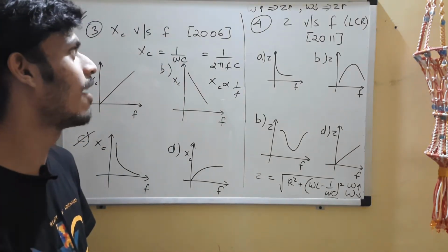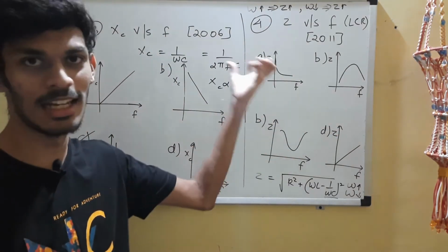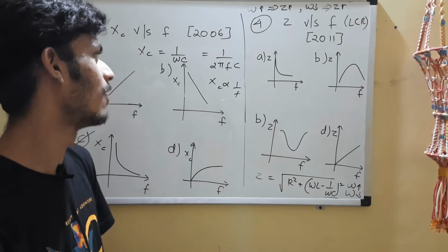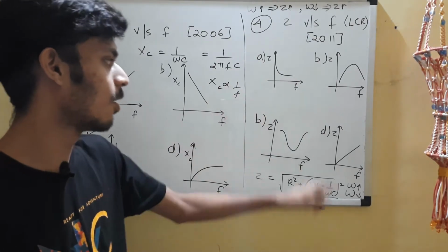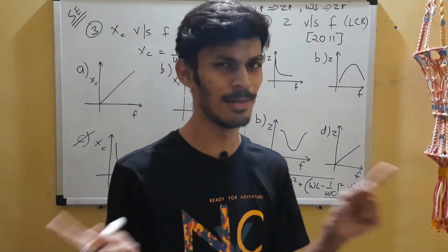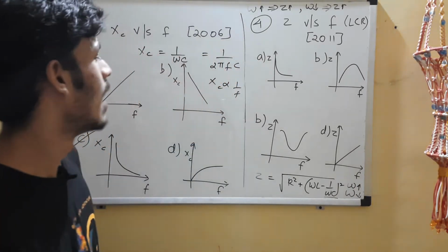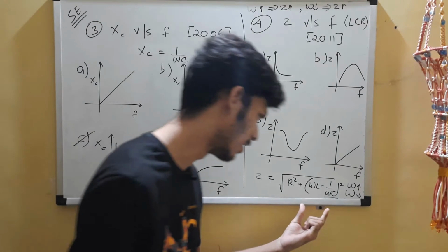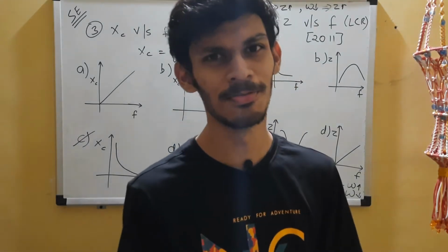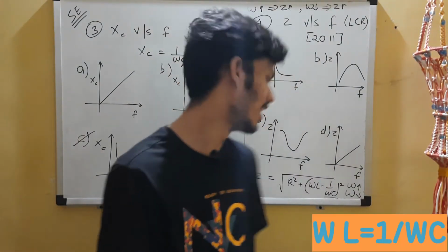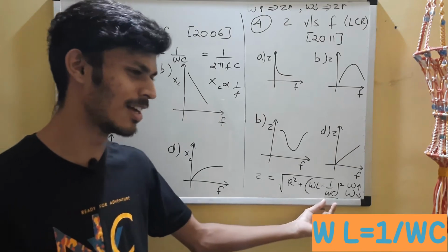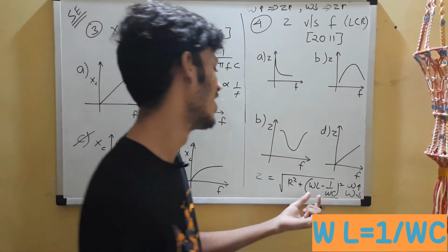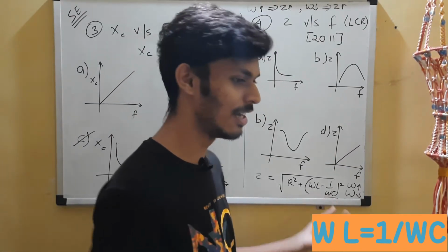So we won't have a direct relation graph in which Z is falling or Z is increasing. There will be some complex relation, and the correct relation over here will be this one. Tell me, when will Z have minimum value, when the difference is 0? When omega L equals 1 upon omega C. Resonance, yeah. So omega L equals 1 upon omega C, difference 0.